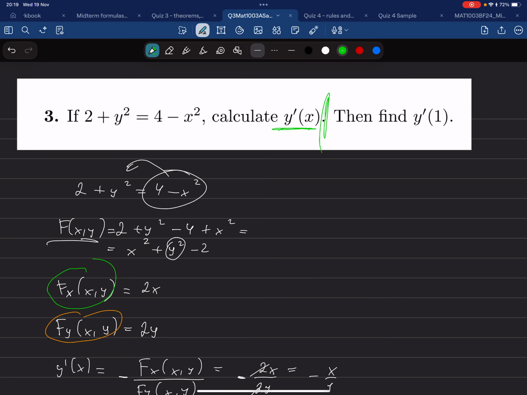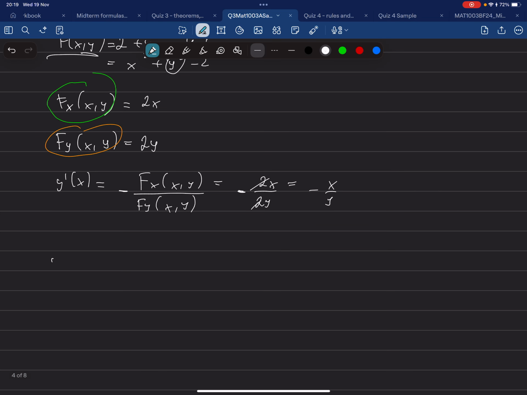But now I need to figure out y prime of 1, okay? So obviously, I'm plugging in 1 for x. But the problem is the formula has both x and y. So how do I find y in this case, right? So x will be 1 because I just plugged in 1 for x in the formula. But how do we find y, right? By the way, don't write this down on the exam this way. I'm just explaining my thoughts in written form. How do we find it?